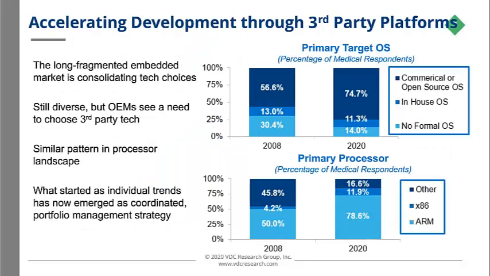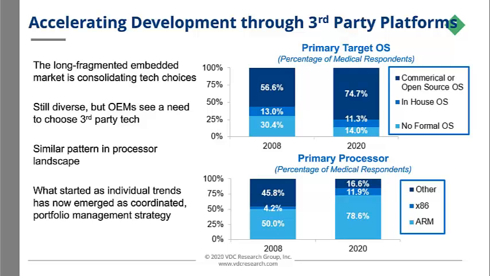So on this next slide, I wanted to show how this is and really can change to align with these goals. Already, the long fragmented embedded market has been consolidating around a smaller set of technology choices in the ecosystem. And certainly while it's still quite diverse in the grand scheme of things, more and more OEMs are seeing the need to choose third-party technology. And the transition to third-party operating systems is something that is long underway in the industry.